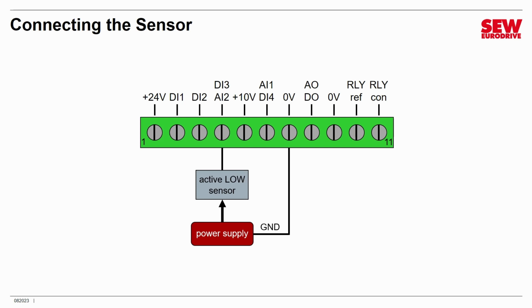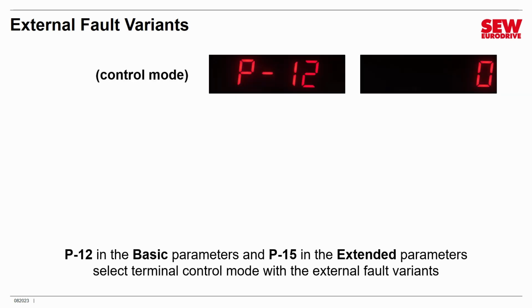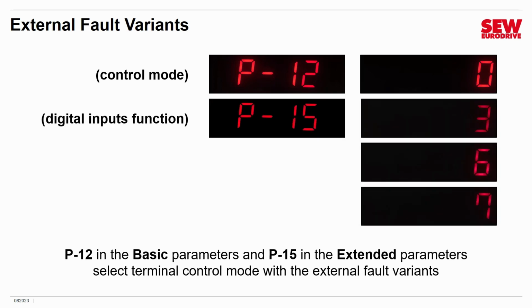Now, how do we configure the VFD to monitor the sensor? We simply have to pick the correct variant of terminal control mode. We go into parameter 12 in the basic parameters to activate terminal control mode and parameter 15 in the extended parameters to select a variant that supports external sensor monitoring. So parameter 12 should be set to 0. That selects terminal control mode. We looked at that in our last session. And then parameter 15 should be set to 3, 6, or 7. These are the 3 variants that support monitoring external sensors. So pick the one that has the combination of inputs that you wish to use, and you're pretty much all set to go.